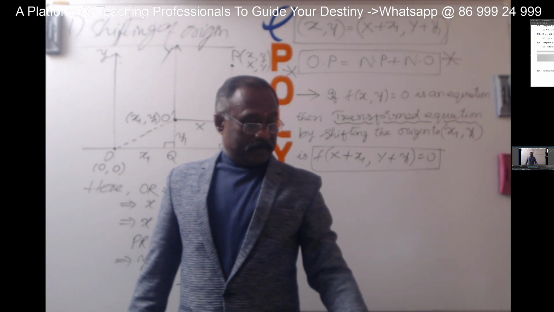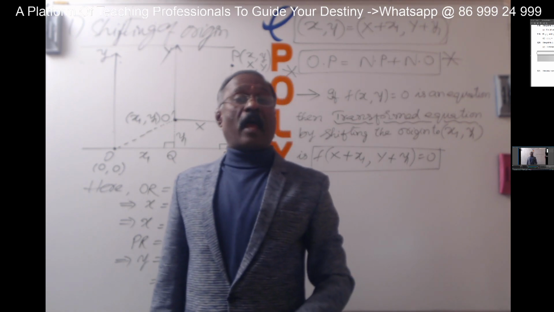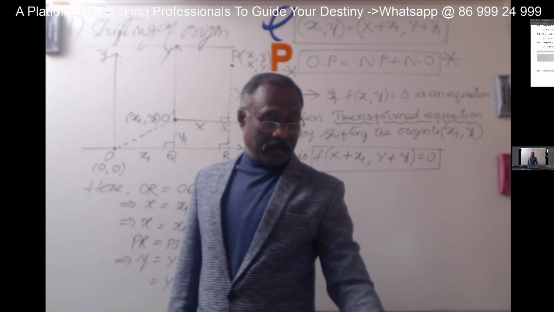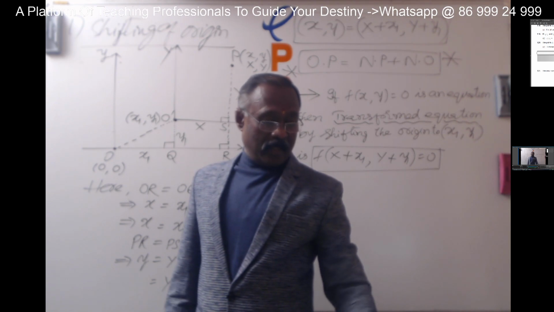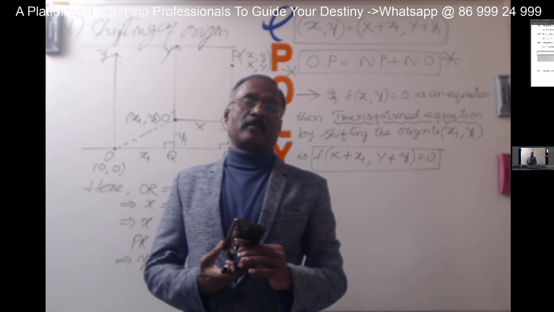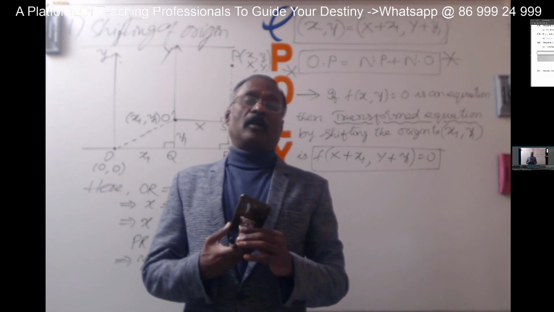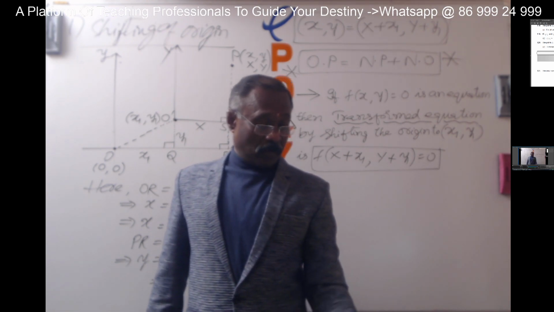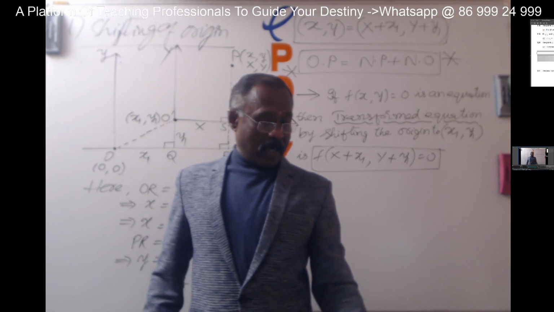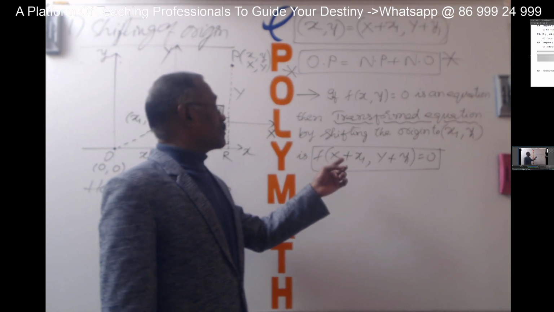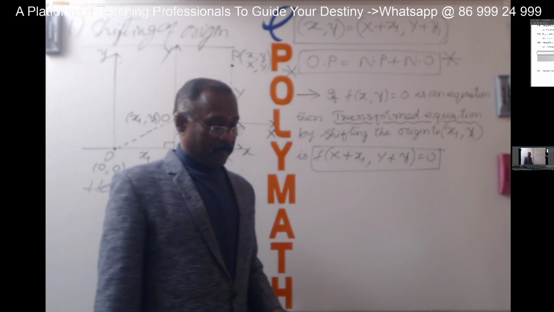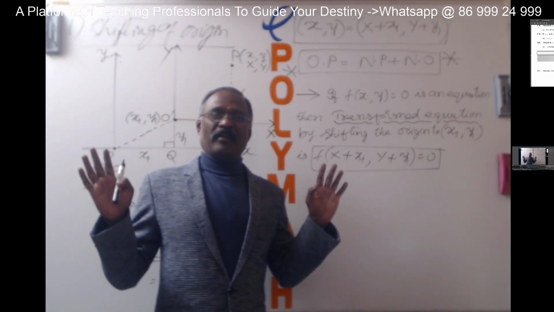What I mean to say here is, if you have an equation f of x comma y equal to 0, an equation of a geometrical figure, then if you shift the horizon to some other point x1 y1, the transformed equation of f of x comma y equal to 0 is nothing but f of x plus x1 comma y plus y1 is equal to 0. This is what you have to understand.